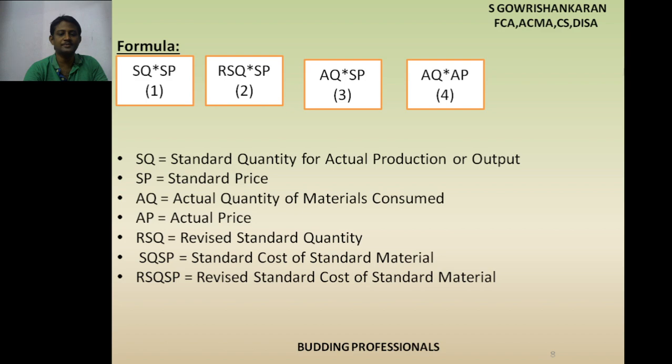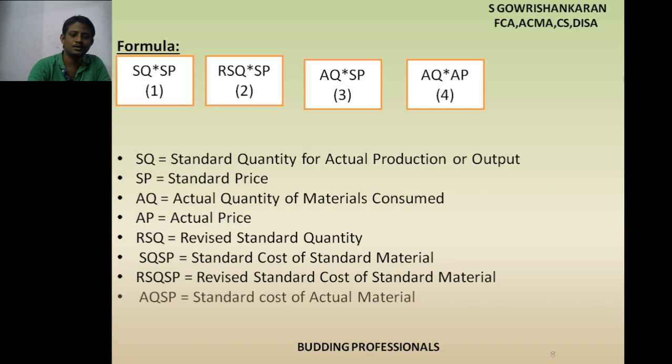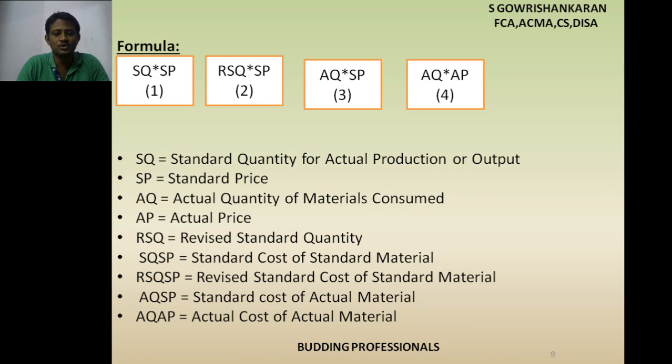Revised standard quantity into standard price, RSQ into SP, that is revising the standard for the actual output. That we will discuss, revising the standard for the actual output. Then actual quantity into standard price. Then actual quantity into actual price, that is actual cost of actual material.